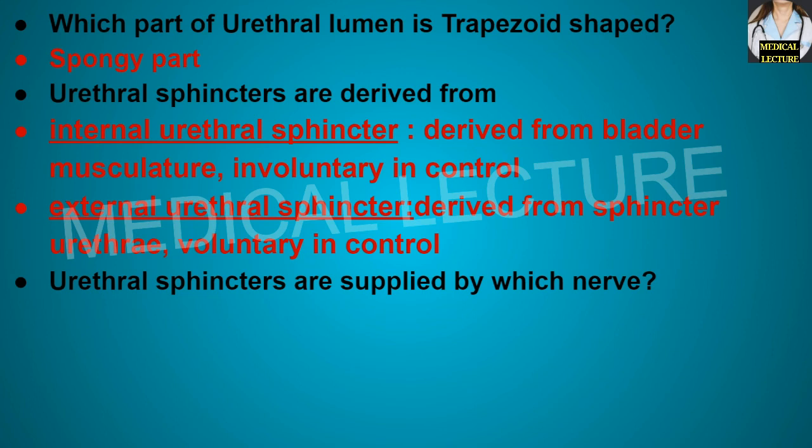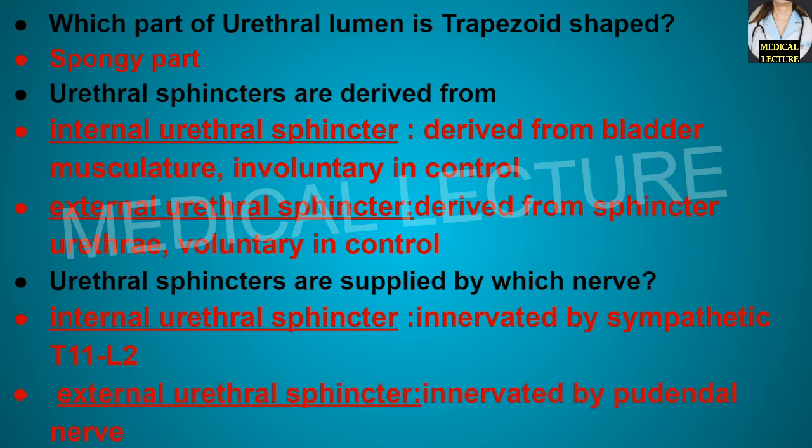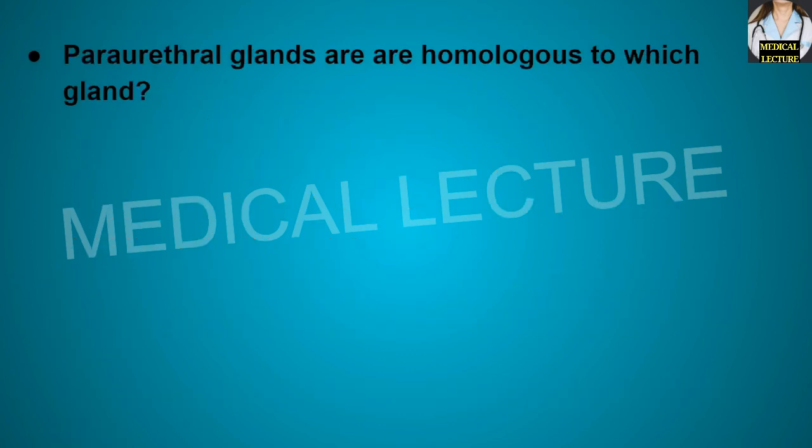Urethral sphincters are supplied by which nerve? Internal urethral sphincter is innervated by sympathetic nerve supply having the spinal segment as T11 to L2, while the external urethral sphincter is innervated by the pudendal nerve. Paraurethral glands are homologous to which gland? So paraurethral glands are homologous to the prostate gland.